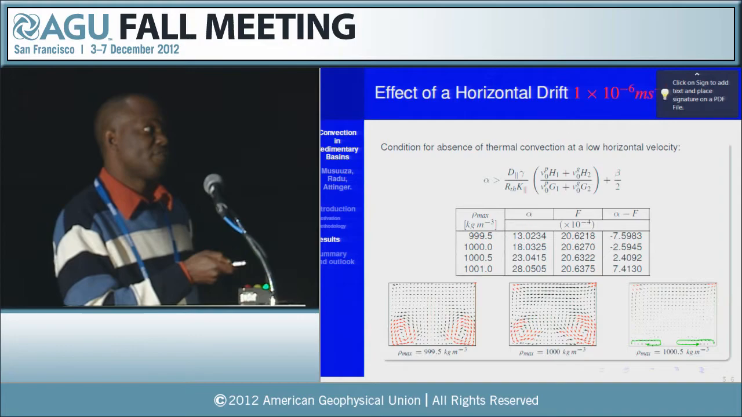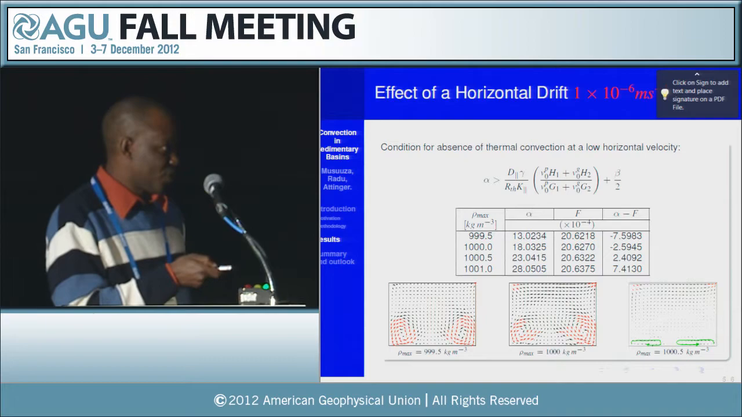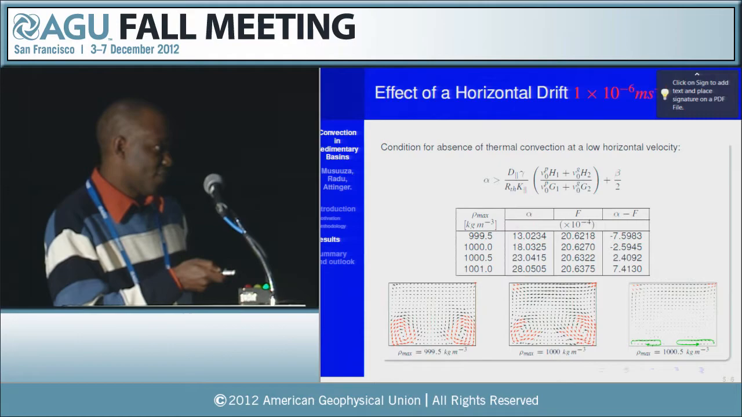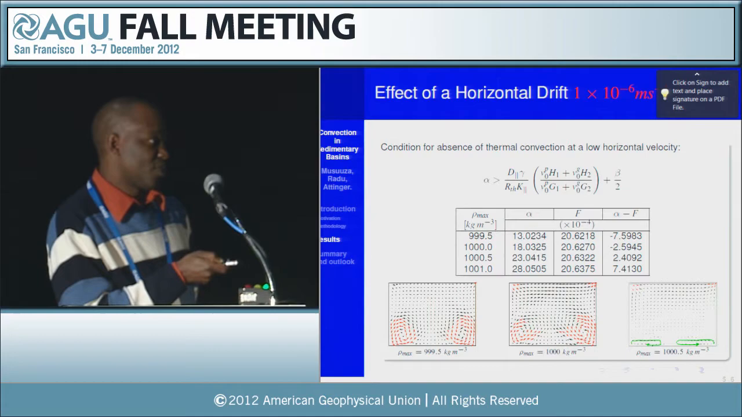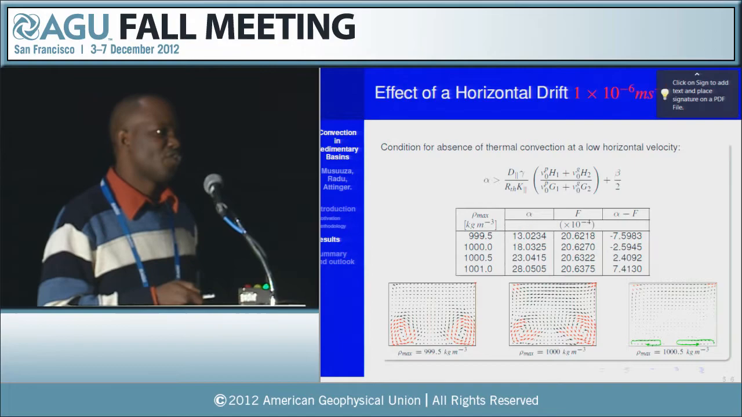And when you look at the simulations, for 1,000, you still have the thermal convection. And when the sign switches to positive, the thermal convection is lost, but then you have this solute convection coming in.